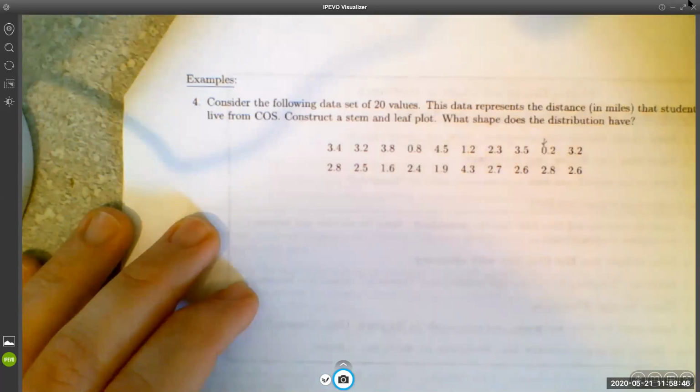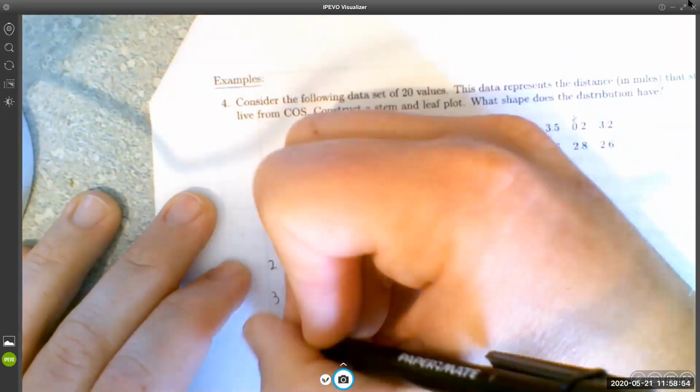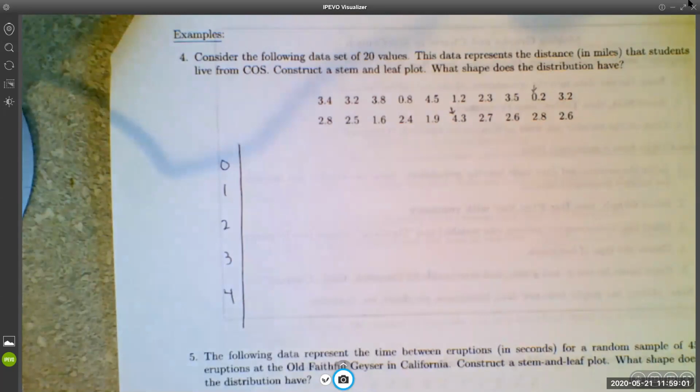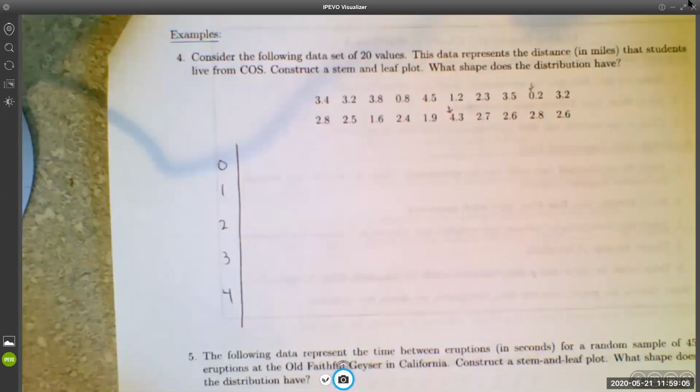The first thing I'm going to do is make all of my stems. It looks like the smallest stem is 0, and the largest stem is 4. So I'm going to make my stems 0, 1, 2, 3, 4, and then draw a vertical bar. Then I'm going to start putting leaves on each of these stems. By the way, this first one that I do is just a rough draft.